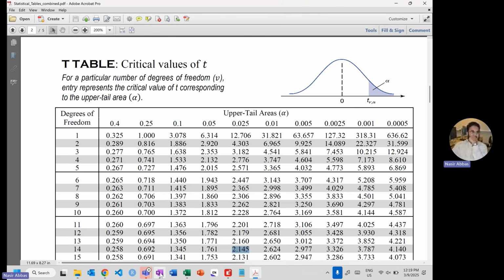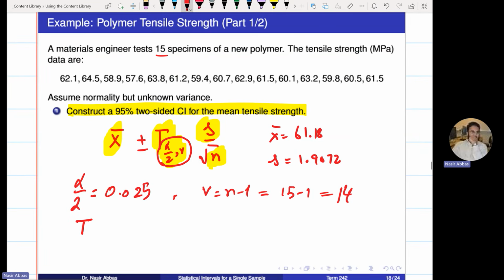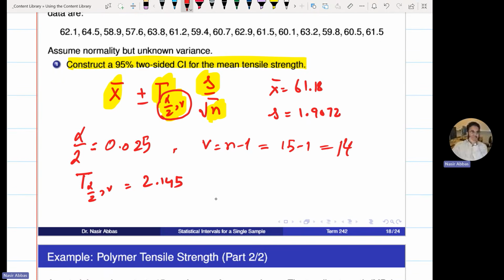So we take this critical value from the T table and we put it here. T alpha by 2 with v is 2.145. And finally, it's just the plug-in. You plug in the values. The confidence interval is 61.18 plus minus 2.145 times 1.9072 divided by square root of 15. And that's it. You get a lower limit, you get an upper limit.